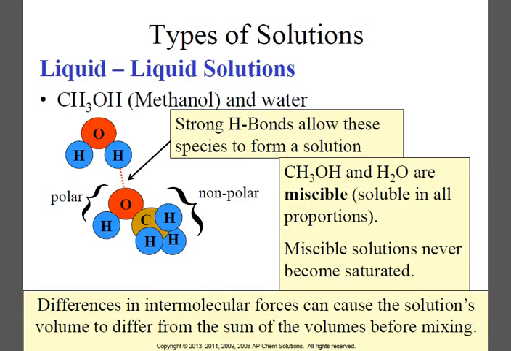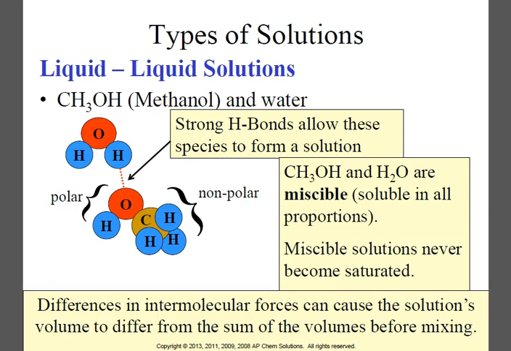All right, let's kind of breeze through the types of solutions. So just think about how we have different phases of matter: solid, liquid, and gas. So we can combine those to make solutions. So we can have two liquids that are mixed together to make a solution, such as methanol and water. Methanol and water both have hydrogen bonding, so they can just hydrogen bond with each other. So water can hydrogen bond with another water, or it can hydrogen bond with a methanol. It really doesn't have a preference.